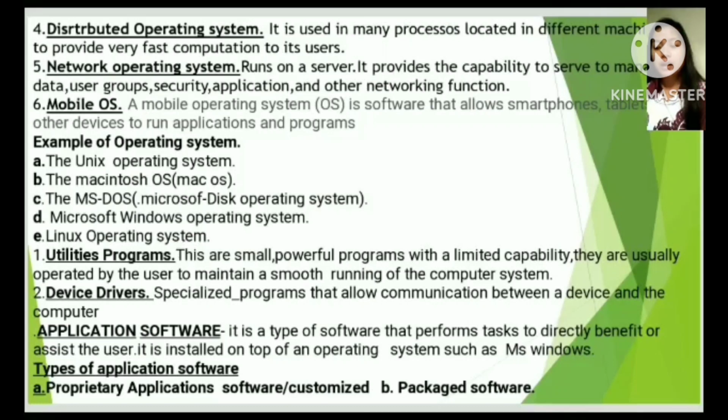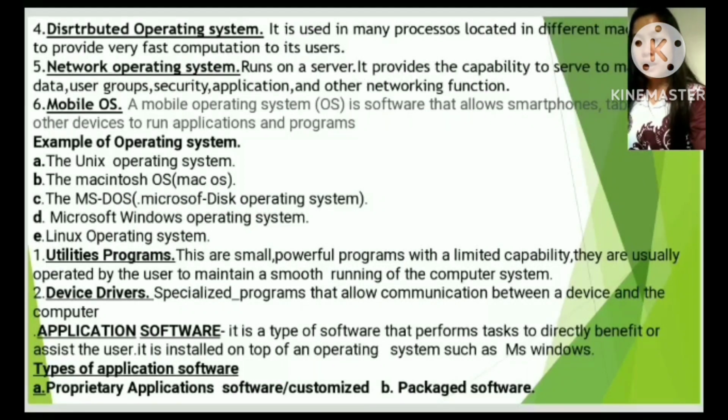Network operating system. A network operating system runs on a server. It provides the capability to serve and manage data, users, groups, security, applications, and other networking functions. A network operating system is a computer operating system that is designed primarily to support workstations, PCs, and in some instances other terminals that are connected on a local area network.